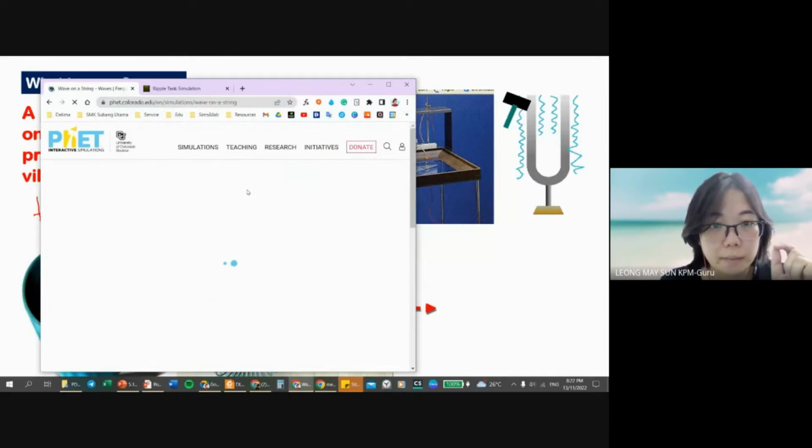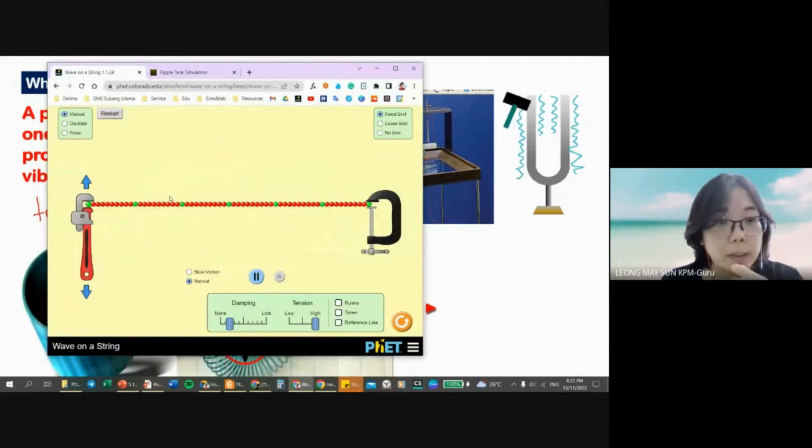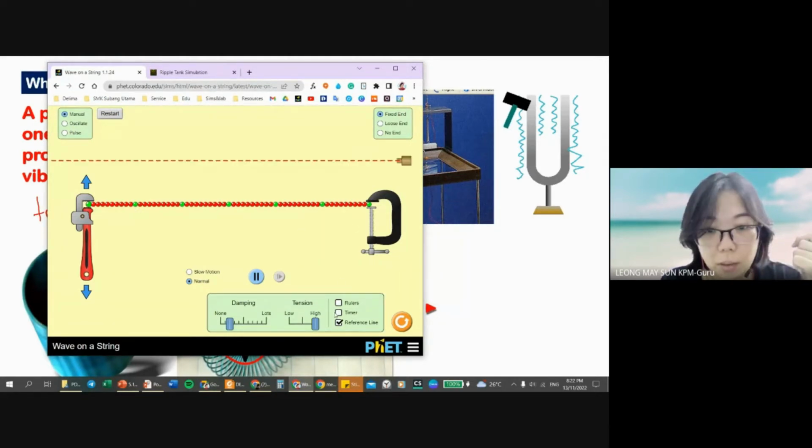Okay, so let's go back to this. This simulation will explain even clearer on my particular statement. Now, you see all these particles are connected, right? There's 2, 4, 6, 8, 9, all right? 9 red color particles, and then we have the green color one. So over here, I'm going to show you the time of reference, damping, none, ruler.